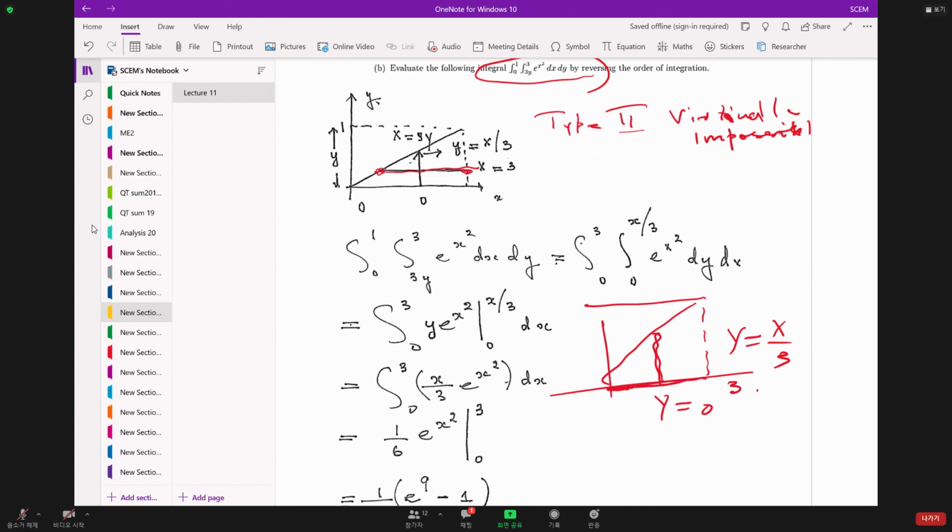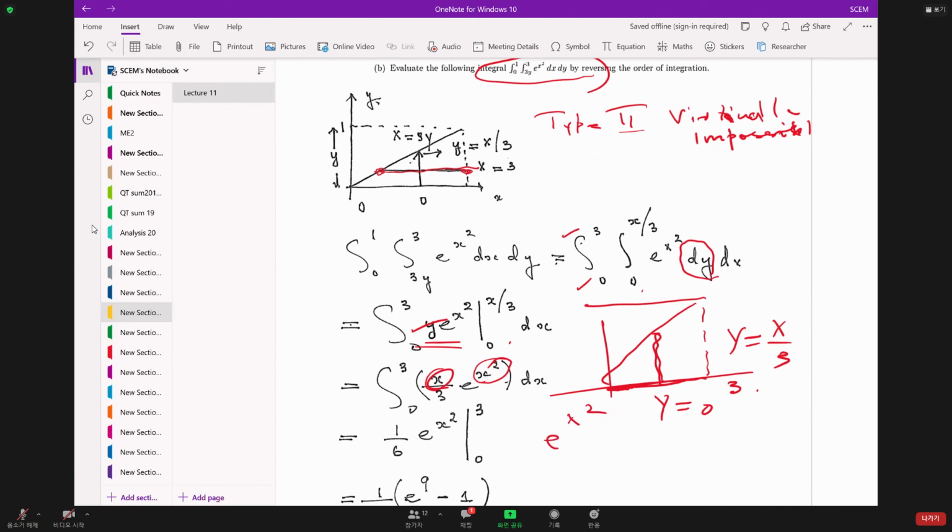So here we are, quite easy. x changes from 0 to 3, y changes from 0 to x by 3. Now integrate with respect to y. You keep e to the power x squared constant, and you get a y. Put in x by 3 into y, and 0. At 0, that is 0. At x by 3, that's simply x by 3, and beautiful, because when you integrate this, the x compensates the x squared. The integral of this is simply e to the power x squared.